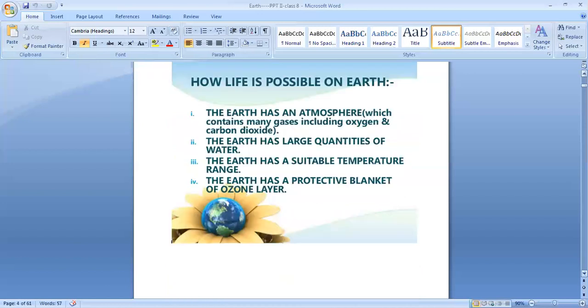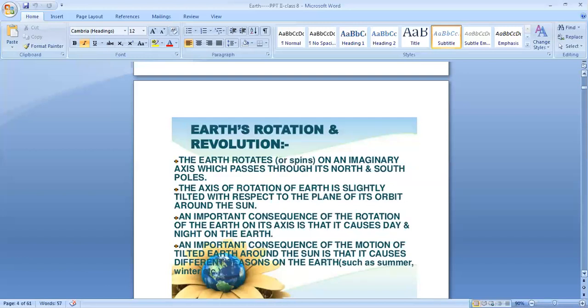Then the next one is Earth's rotation and revolution, that you studied already. What is meant by rotation? The Earth rotates on an imaginary axis which passes through its north and south poles. The top is the north pole, down is the south pole. The axis of rotation of Earth is slightly tilted with respect to the plane of its orbit around the Sun. An important consequence of the rotation of the Earth on its axis is that it causes day and night on the Earth. One rotation takes 1 day or 24 hours.